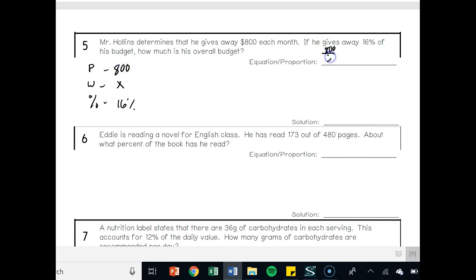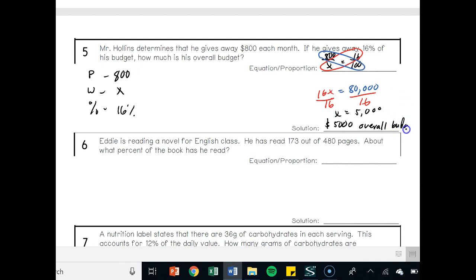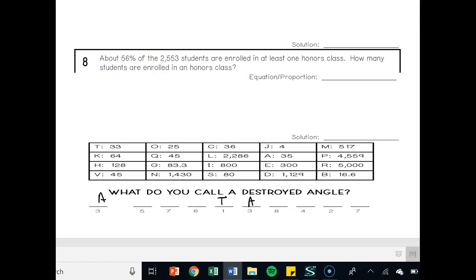So 800 over x is equal to 16 over 100. So go to work, 16 times x, 16x, equal to 80,000, because that's what 800 times 100 is, and divide by 16. And you get your answer of x is equal to 5,000. So his overall budget is $5,000. Okay, sorry about that. You want to find 5,000 in the bottom, which is R, and so wherever you see 5, you're going to want to put an R, so 5 is right there.